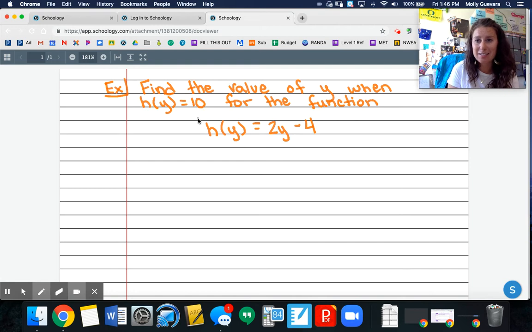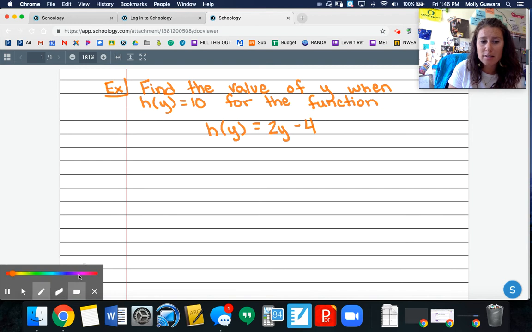is 10. Because that's always our first instinct, right? Oh, just plug it in for y and it'll be fine. But I'm not told that y is 10 here. I'm told that h of y is 10. And so then the question is, what is h of y? What does that do for me? So h of y is 10. Well, here's h of y right here. So that's telling me that this whole thing is 10. So I just get 10 equals 2y minus 4.